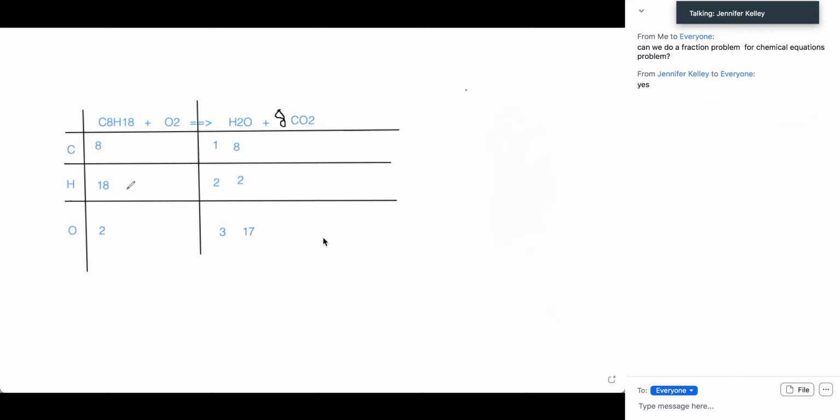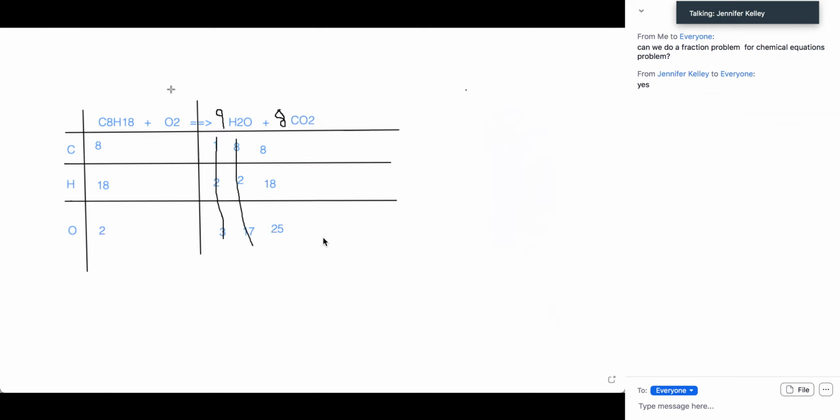And looking at the hydrogen, I've got 18 on the left and 2 on the right. So I'm going to put a 9 here. So I'm going to count them again, so for a third time. I'm counting the hydrogen first. Got 8 carbon, 18 hydrogen, and let's see, 16 and 9, I believe is 25. Okay. So now everything matches except for the oxygen.